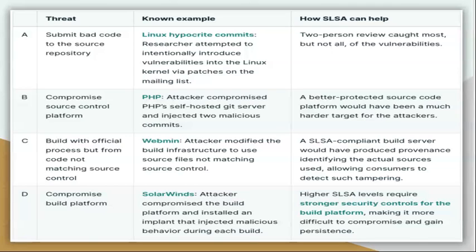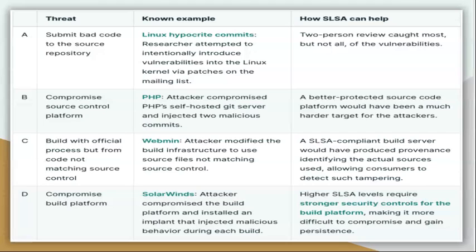Now, if the system was SLSA compliant, then the build server would have produced a provenance identifying the actual sources used, allowing the consumers to detect such tampering. So provenance identifying the actual sources should be built into your system so that it only trusts builds from the systems where you expect the source code to be. It should not be downloading from some arbitrary source or even from some other local Git server which you might not be aware of. This is how SLSA can prevent such a vulnerability.